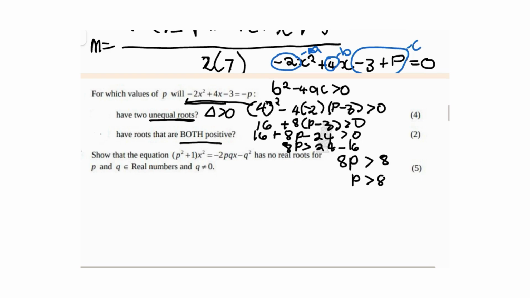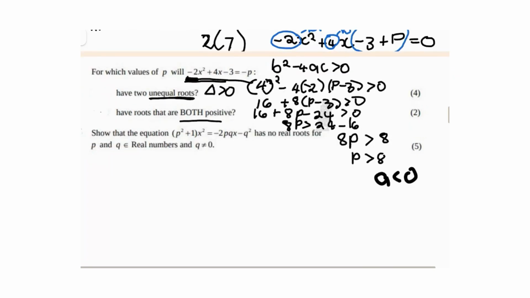So I'm just going to draw an imaginary graph to show what we are exactly looking for. It's a negative 2x squared. So negative 2, it means my a is less than 0. So I'm going to draw a negative graph. Okay, I'm working with a negative graph. So my graph would look something like this. We want to have two positive roots. Here they are. They are both positive.